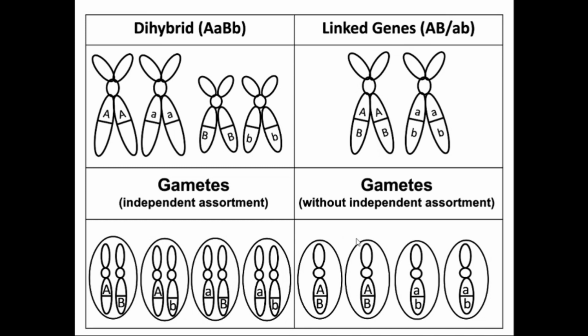You can see here these two offspring have similar gametes, right? They have the big A and big B, big A and big B. So that is one type. Another type of gamete produced from the linked genes is the small a and small b. This is the result of gametes which do not undergo independent assortment. So that is the case for the linked genes.